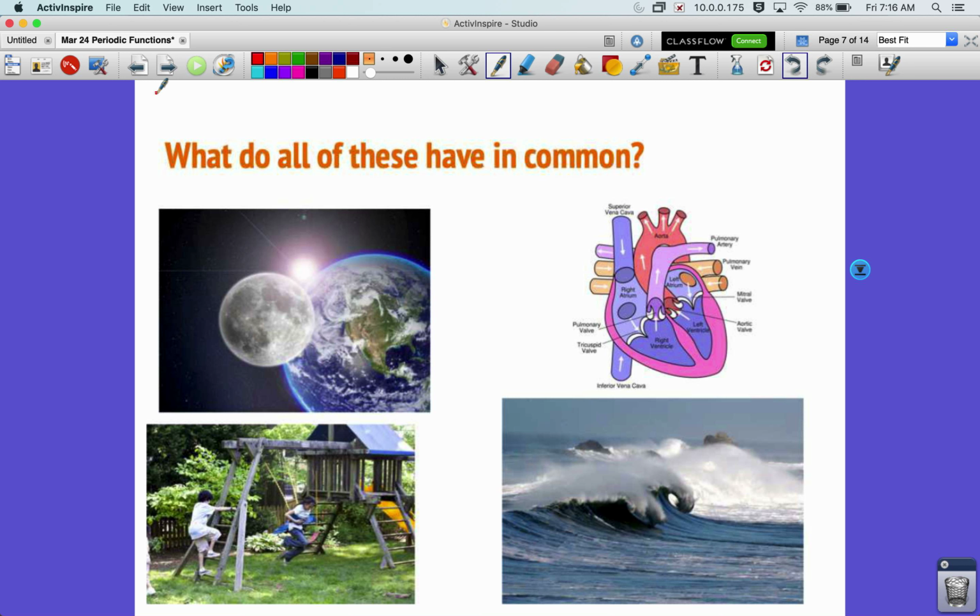So, question for you, what do all of these have in common? Take a second to think about it. All right, I'll give away the answer. Is that everything we see here occurs in cycles, and its movement follows the same pattern over and over. The moon orbiting the Earth, the lunar cycle follows the same pattern over and over. Waves follow the same pattern over and over, going up and down. Person on a swing set, a heartbeat, all of these things are periodic.